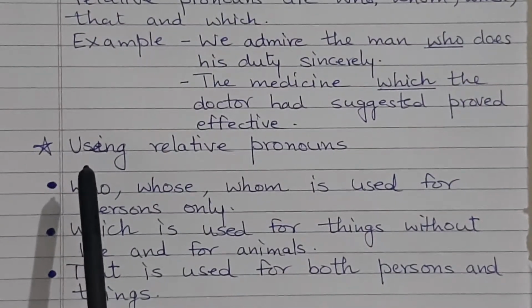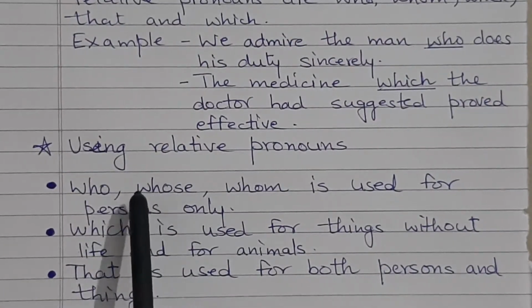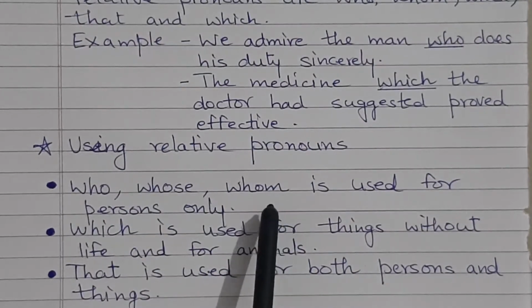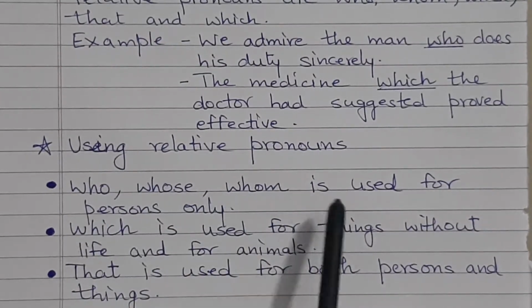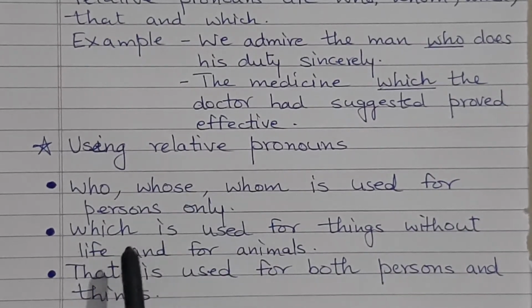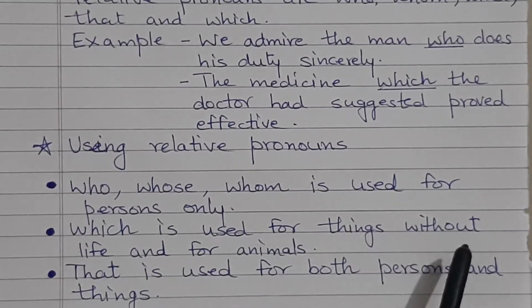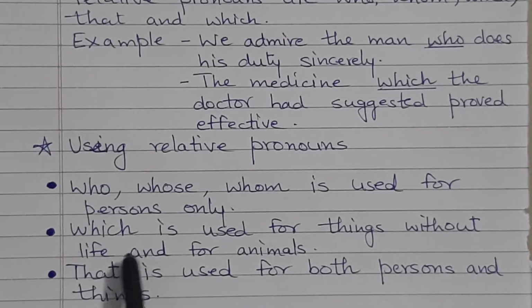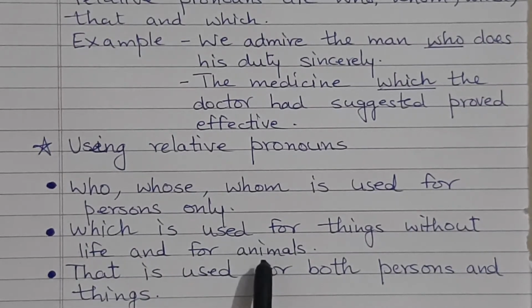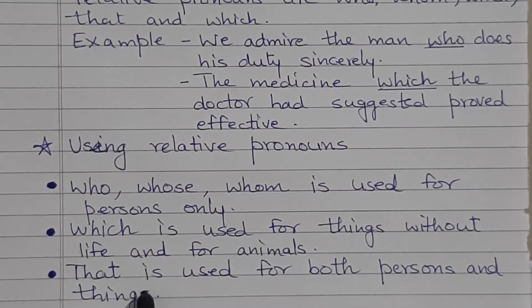Students, you should know how we use the relative pronouns who, whose, whom. Who, whose, whom are used for persons only, which is used for things without life and for animals, and that is used for both persons and things.